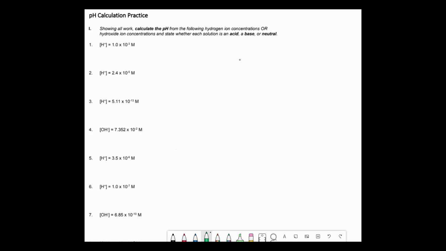To calculate the pH from a hydrogen ion concentration, we need to remember that pH equals the negative log, the base 10 log, of the concentration of the hydrogen ion in molarity. In number 1, the square brackets indicate concentration in molarity. So all we need to do is plug this value into the pH equation, 1.03 times 10 to the negative 3, and we get that the pH is equal to 3.0. Now that is an acidic solution.